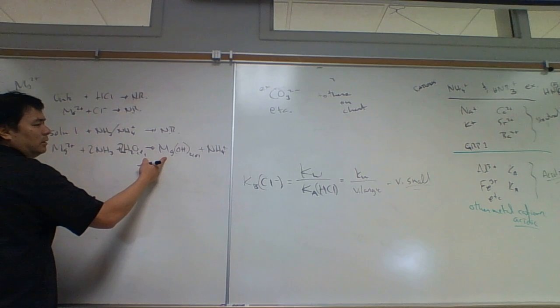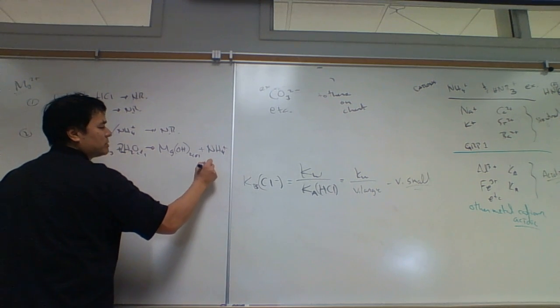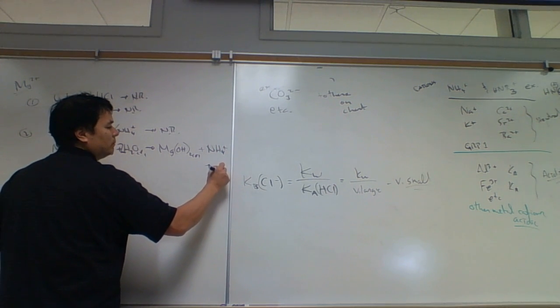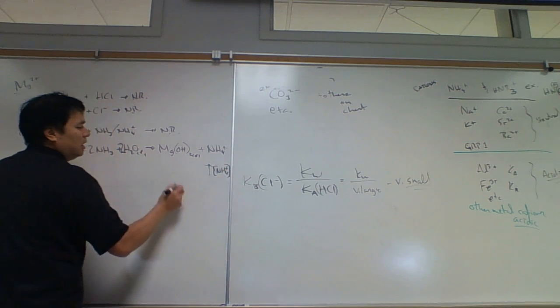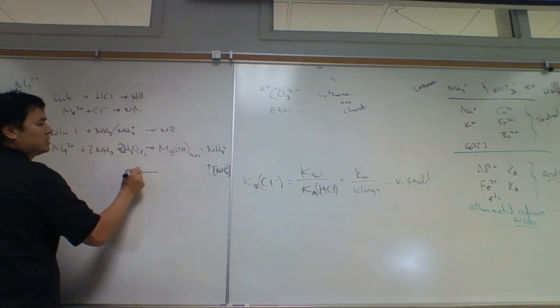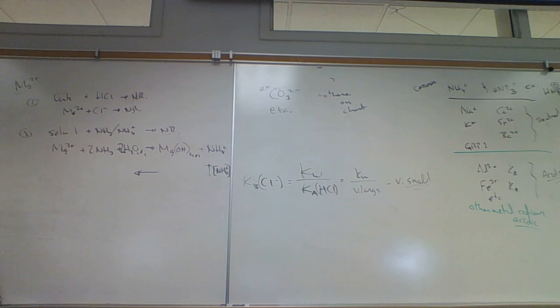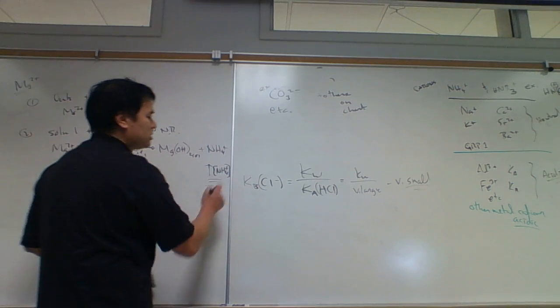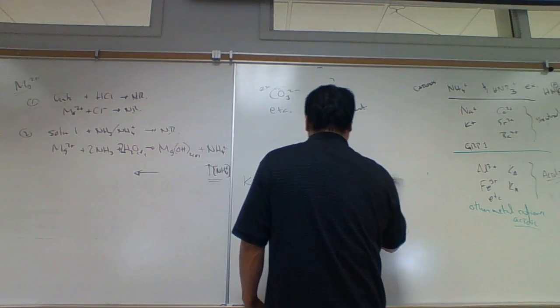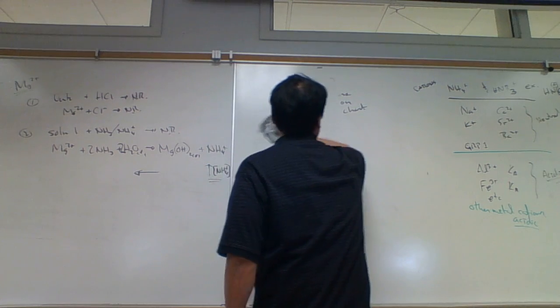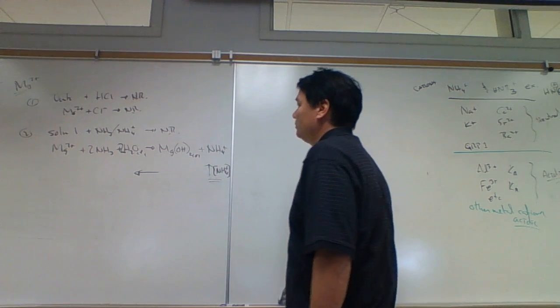We expect this, but we're going to prevent precipitation by increasing the ammonium concentration. If we increase the ammonium concentration, that's going to shift this back to the left, preventing precipitation. So we have to make sure the ammonium concentration is high enough to prevent precipitation of magnesium hydroxide, which is insoluble.